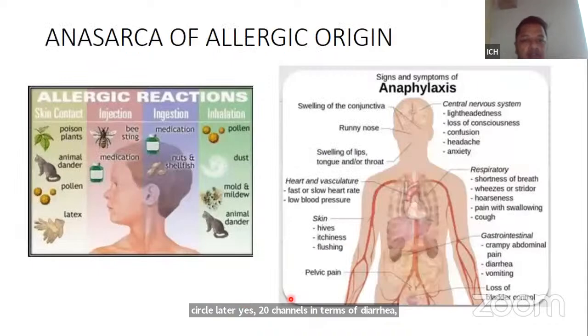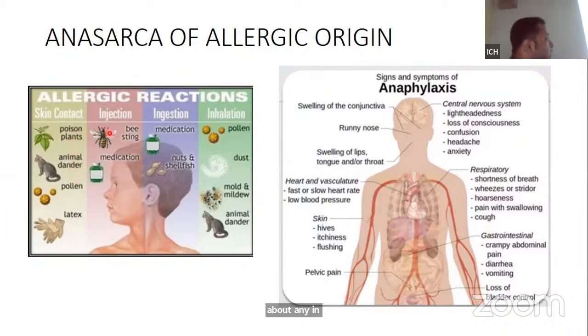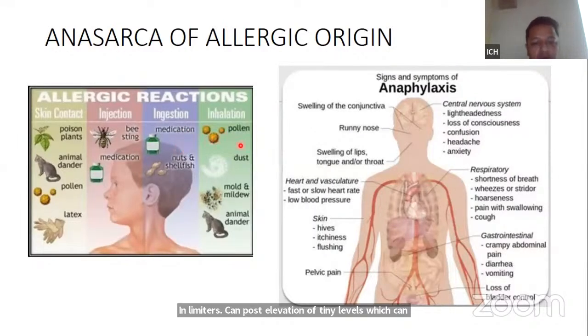Now, anasarca in case of allergy. That is why history taking is important, where we need to ask about any skin contact to poison plants, animals, pollen, any history of bee sting, and medications, because some medications like the ACE inhibitors can cause elevation of bradykinin levels, which can lead to anasarca. Also, inhalation of any pollen or dust allergy can cause anasarca.